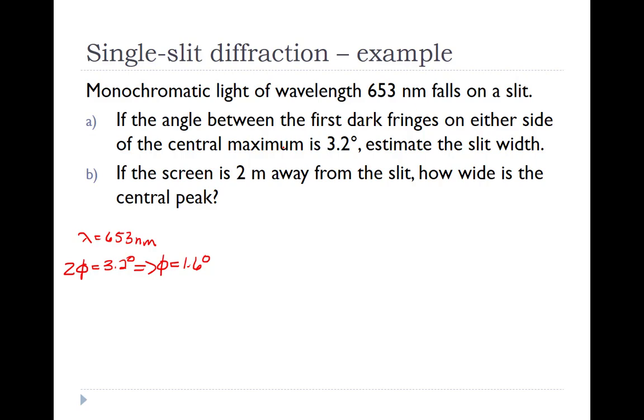And I want to know what is the slit width. So what is S? So for part A, S sine phi equals n lambda. I want to know S, so I'm going to solve for it. S equals n lambda divided by the sine of the angle. N in this case is 1 because I'm told it's the first dark fringes.